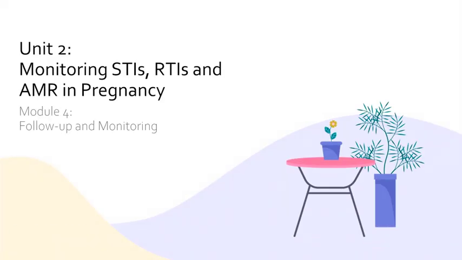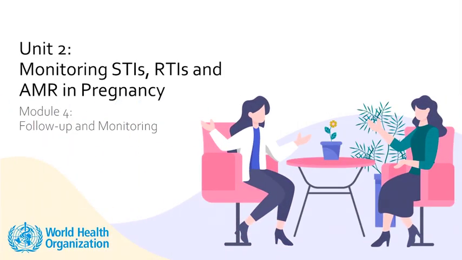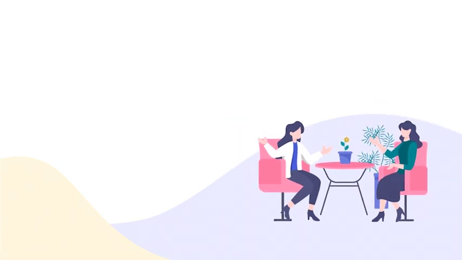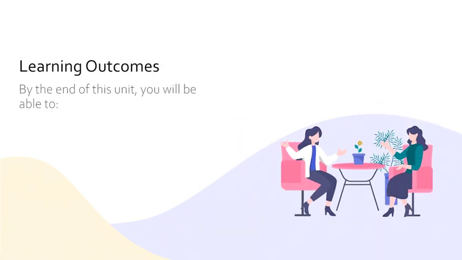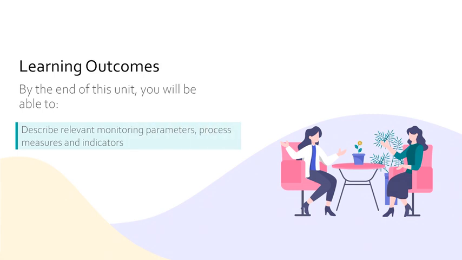Welcome to Unit 2 of this module on follow-up and monitoring. In this unit, we will look at aspects of monitoring, including monitoring parameters, process measures, and indicators. By the end of this unit, you will be able to describe relevant monitoring parameters, process measures, and indicators.